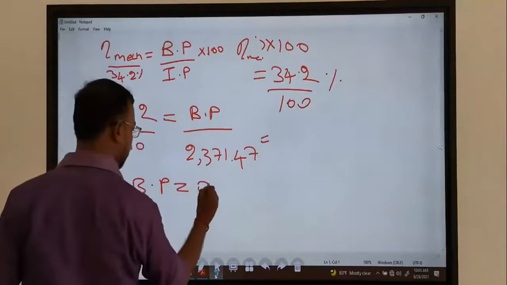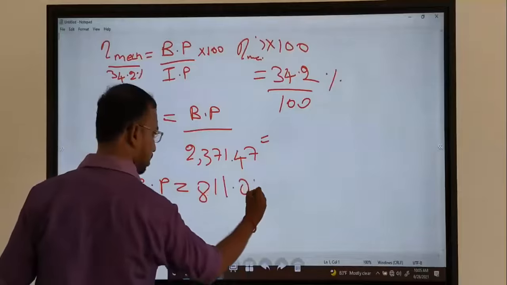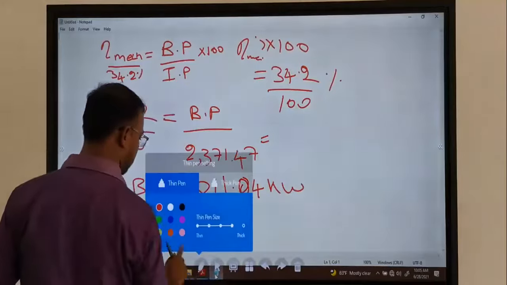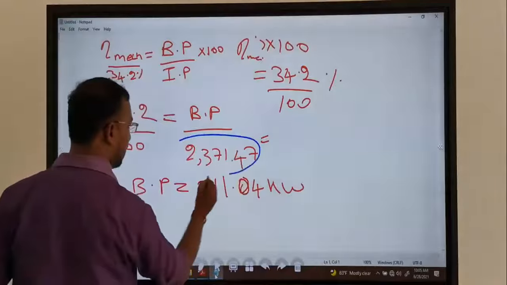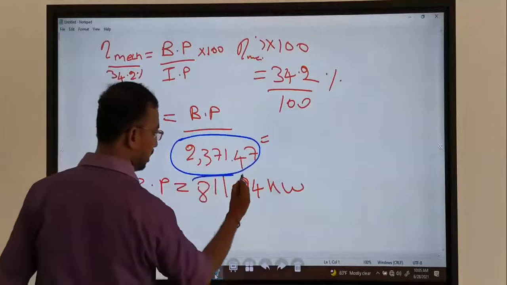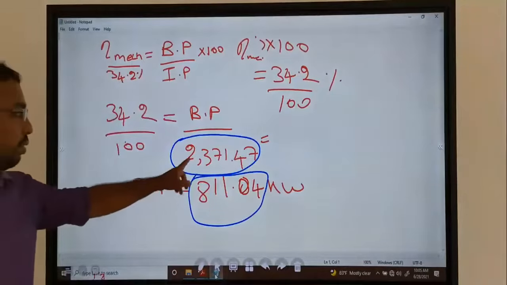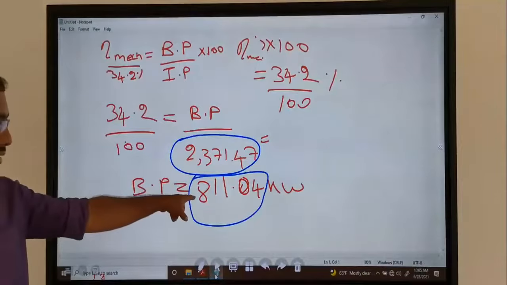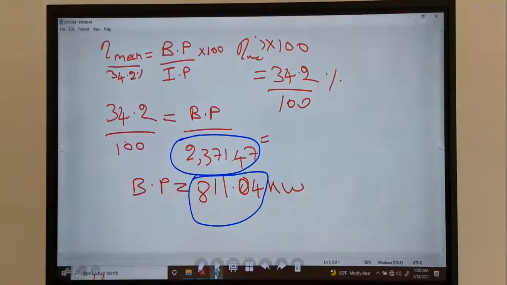The answer is 811 kilowatt. This is the indicated power, 2371, and this is the brake power, 811. Okay, so now it is clear.